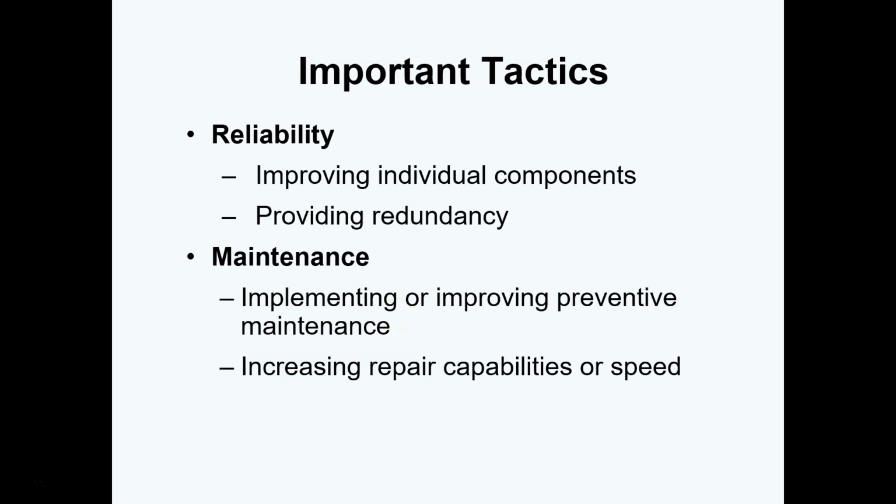Some of the tactics that can be followed to ensure better reliability and less maintenance. In reliability, we need to improve individual components by increasing their reliability, which will lead to an increase in the reliability of the overall system. Whatever we select as components has to be high quality and reliable, and that will reflect on the overall system. Providing redundancy, or having parts ready to replace existing parts in case of failure, will also ensure an operational system or product.